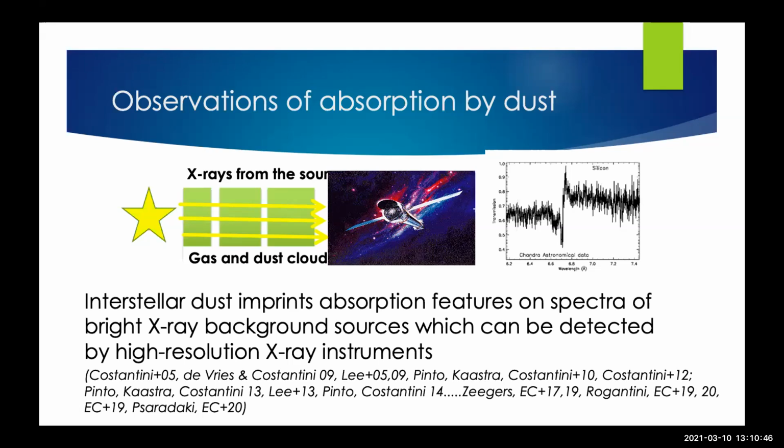So here on the right-hand side, we see a detail of the silicon edge as observed by Chandra. And you see that the silicon edge is definitely not a simple feature. It's full of details, and all these details are actually a signature of dust. So you see that these features are actually detectable by current instruments. But why do we have these extra features in an absorption spectrum?